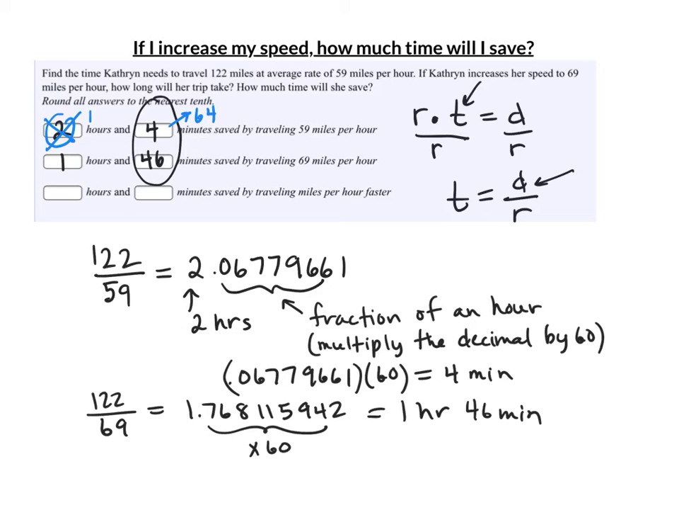Now, 1 minus 1 will be 0. So there'll be 0 hours we're saving. And 64 minus 46 is 18. So by increasing our speed 10 miles per hour, we save 18 minutes during the whole trip. If this is confusing, we're going to do a few more examples, so keep watching.